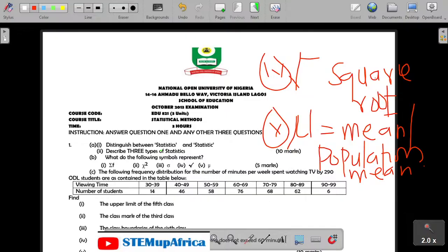Each of them will be 1 mark. Total 5 marks. That's the 5 marks we are saying there.